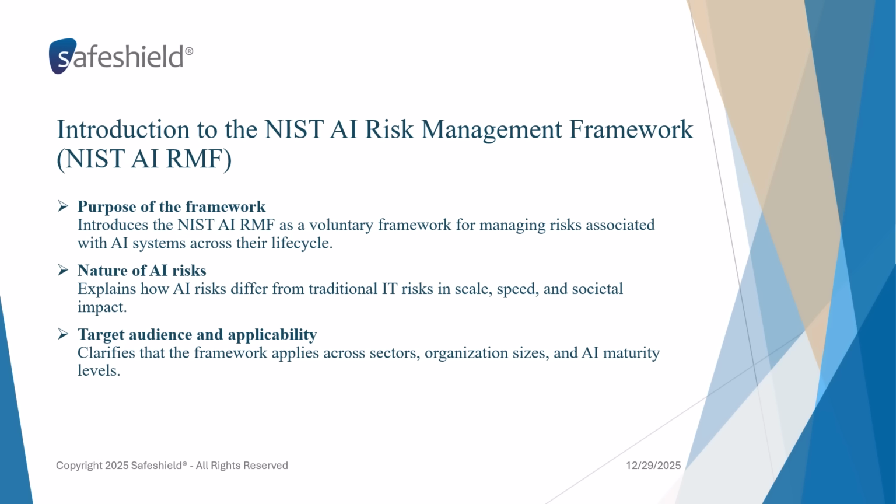Artificial intelligence systems introduce new categories of risk that differ in nature, scale, and speed from traditional information technology risks. These risks include issues related to bias and discrimination, lack of transparency, model robustness, security vulnerabilities, data quality, and unintended consequences that may affect individuals, organizations, and society. The NIST AI Risk Management Framework recognizes that these risks cannot be managed effectively through technical controls alone and require coordinated governance, organizational processes, and accountability mechanisms.